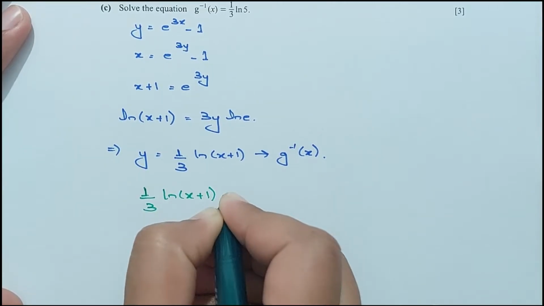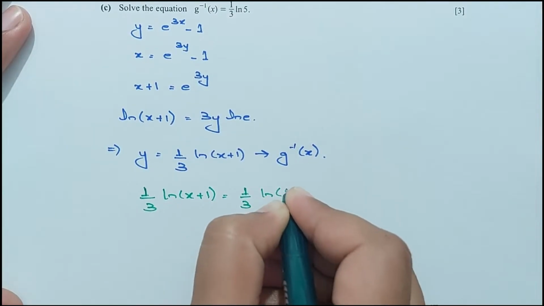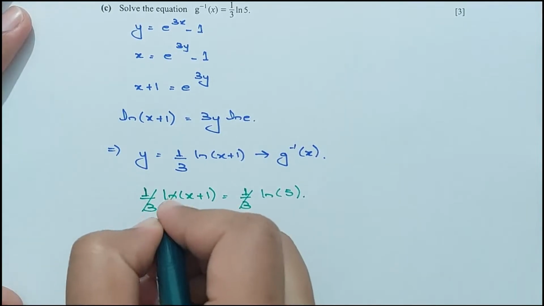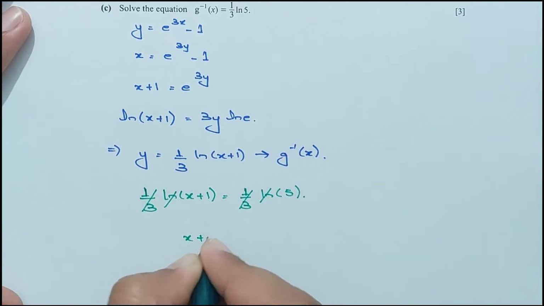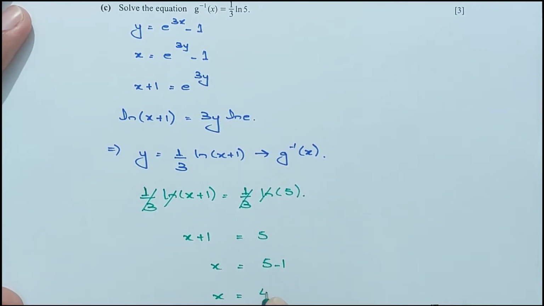We have to put this equal to 1 over 3 ln 5. 1 by 3 is cancelled with 1 by 3, ln is cancelled with ln. So x plus 1 equals 5. So x equals 5 take away 1. So x is equal to 4.